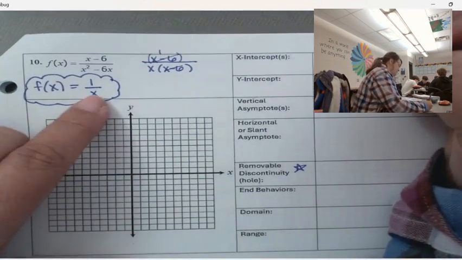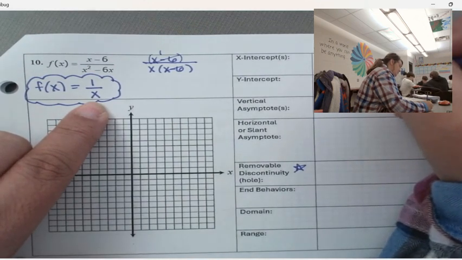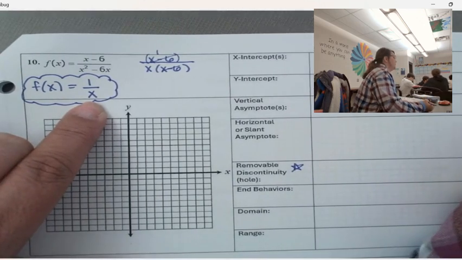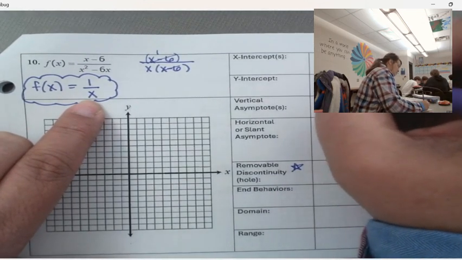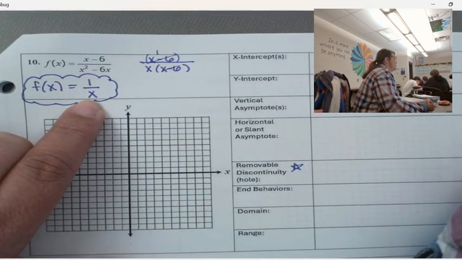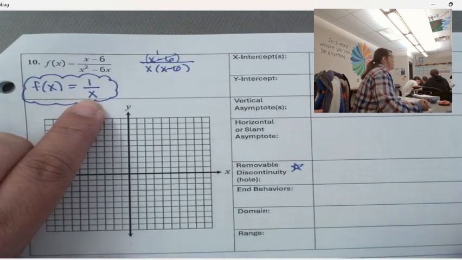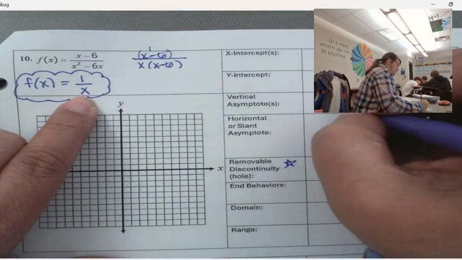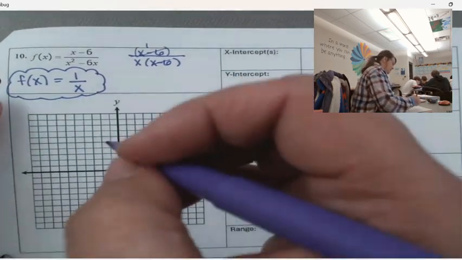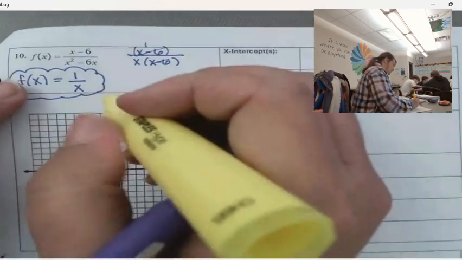To find the x-intercept, I set the numerator equal to 0. 1 equals 0 doesn't make any sense at all. There is no x-intercept. Probably means there's an asymptote there. To find the y-intercept, I set x equal to 0. So y equals 1 over 0. Can I divide by 0? Nope, undefined. Nothing. Probably means there's an asymptote there. To find the vertical asymptote, I set my denominator, which is x, equal to 0. Easy peasy. x equals 0 is just the y-axis. That's why there was no y-intercept.